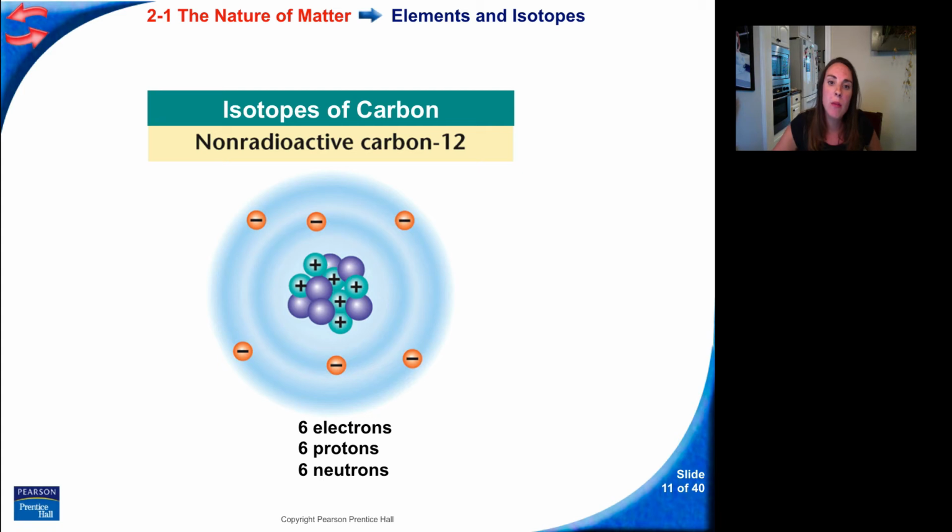So isotopes of carbon, non-radioactive carbon-12, we have 6 protons, 6 electrons, 6 neutrons.